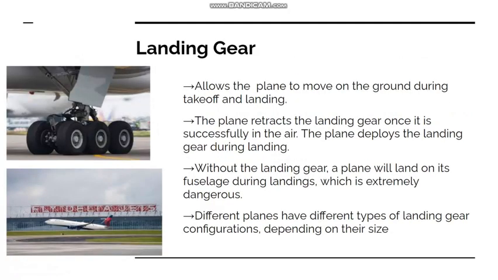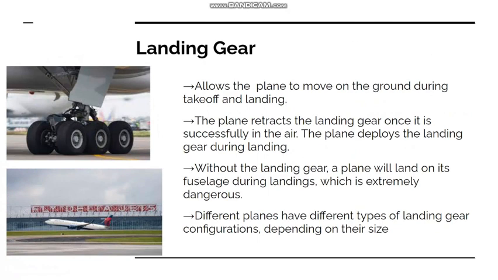Now let's move on to the landing gear. The landing gear allows the plane to move on the ground during takeoff and landing. The plane retracts the landing gear once it is successfully in the air. So the plane uses these landing gears, these wheels, to take off from the ground. And once it's in the air, it no longer needs these wheels, so it just retracts them into a safe place. And the plane would need these wheels again when landing, so it calls them back.